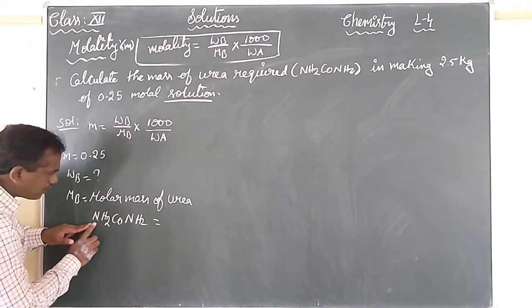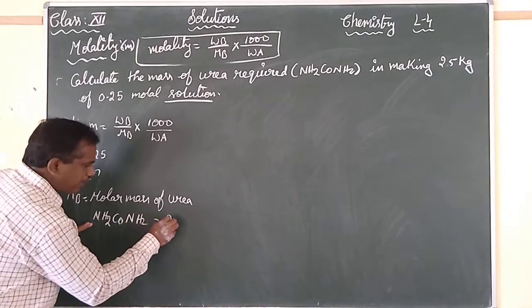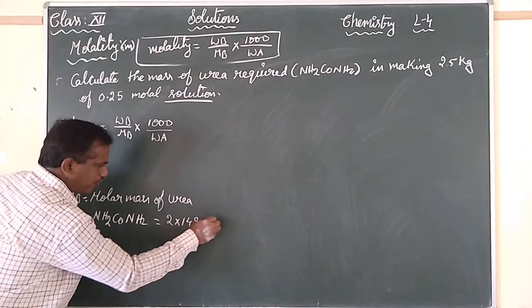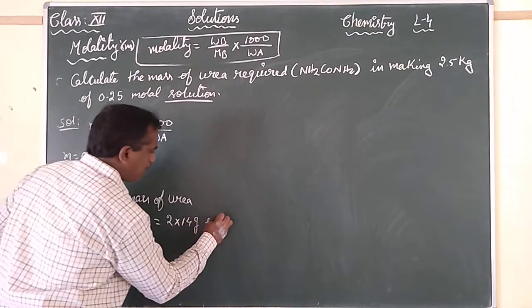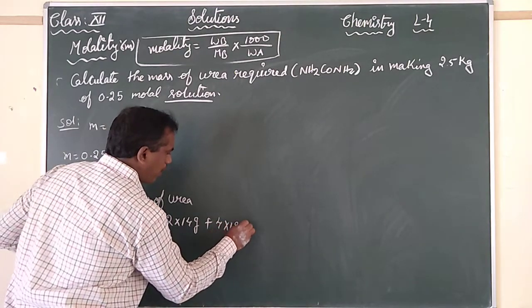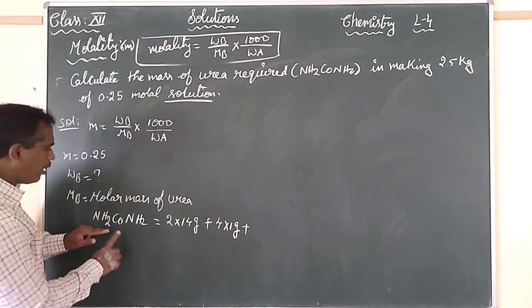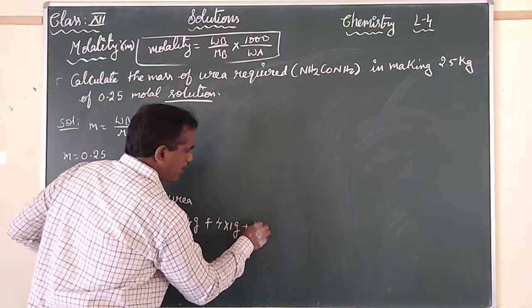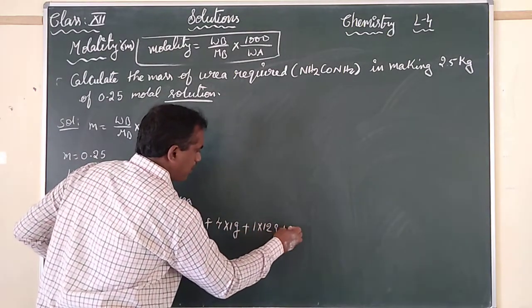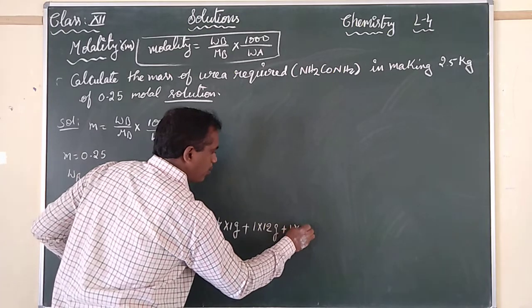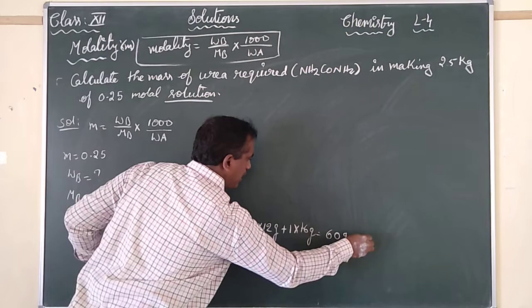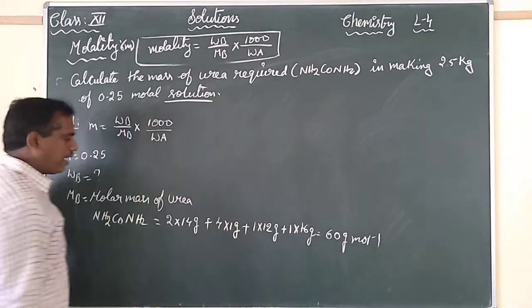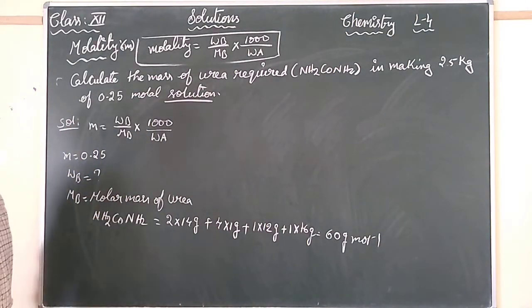Here nitrogens, how many are there? 2 are there. 2 into 14 grams, that is 28. And here we have hydrogens, 4 into 1 gram. That is 32 grams up to now. Carbon 1 into 12 grams plus oxygen 1 into 16 grams. So how much did we get? Approximately 60 grams mole inverse. Means the molar mass of urea we got is 60 grams mole inverse.